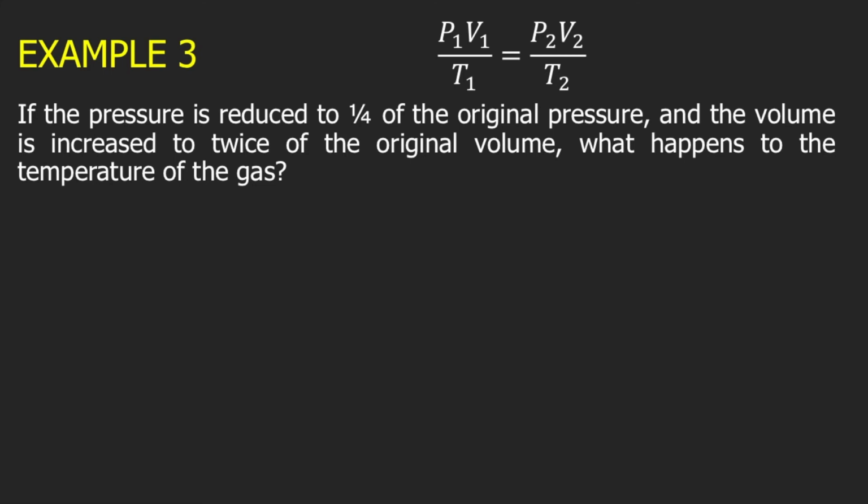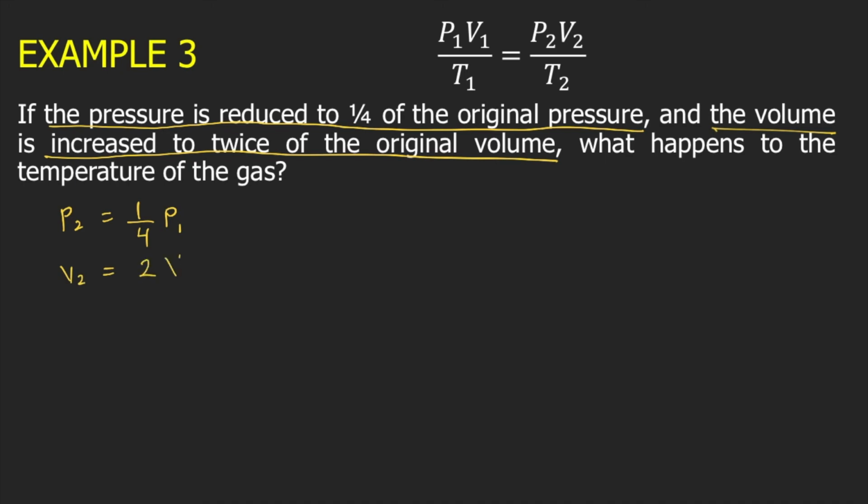So let's dissect the problem. First, it says the pressure is reduced to 1/4 of the original pressure. So that means the final pressure is 1/4 of the original pressure. P2 is 1/4 of P1. Then it says the volume is increased to twice of the original volume. So the final volume is twice the original volume. So V2 is equal to 2V1.